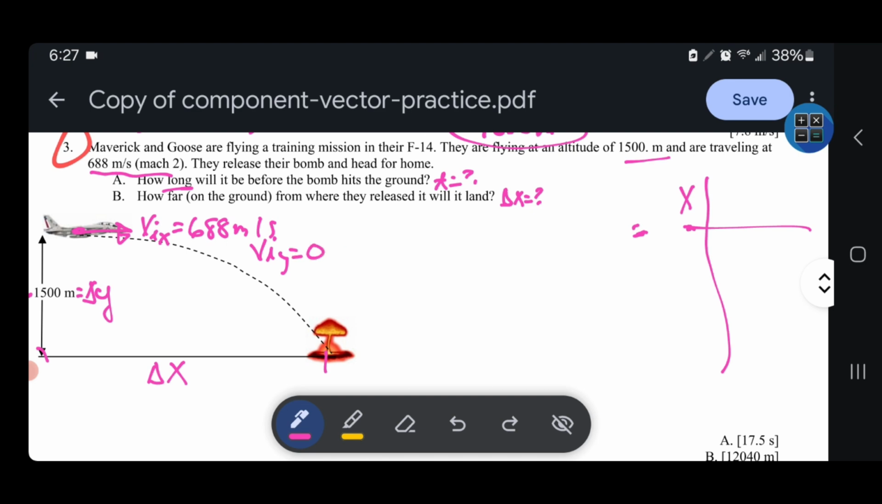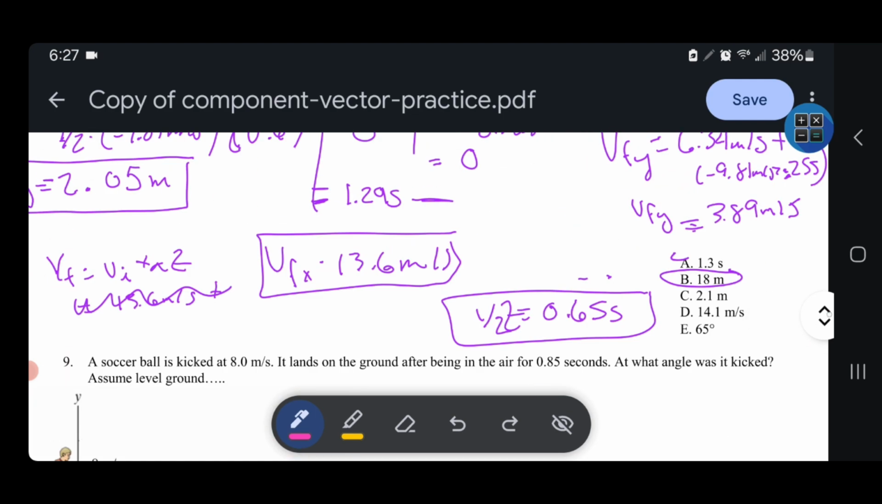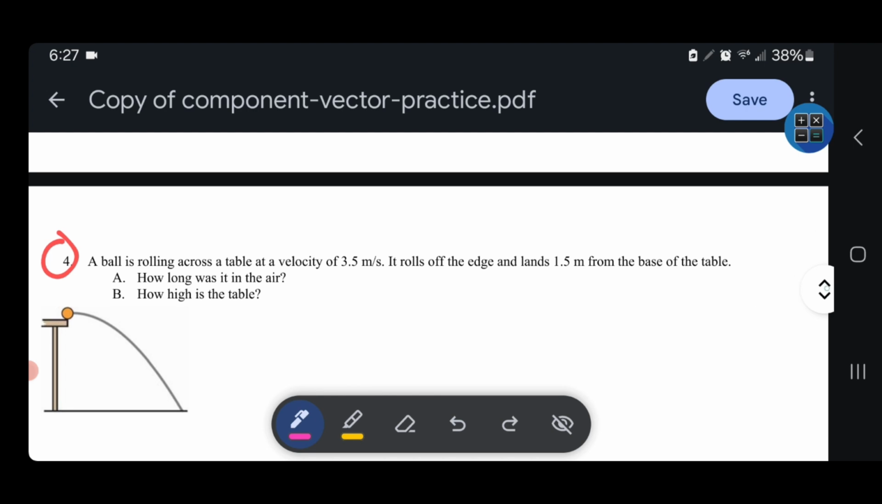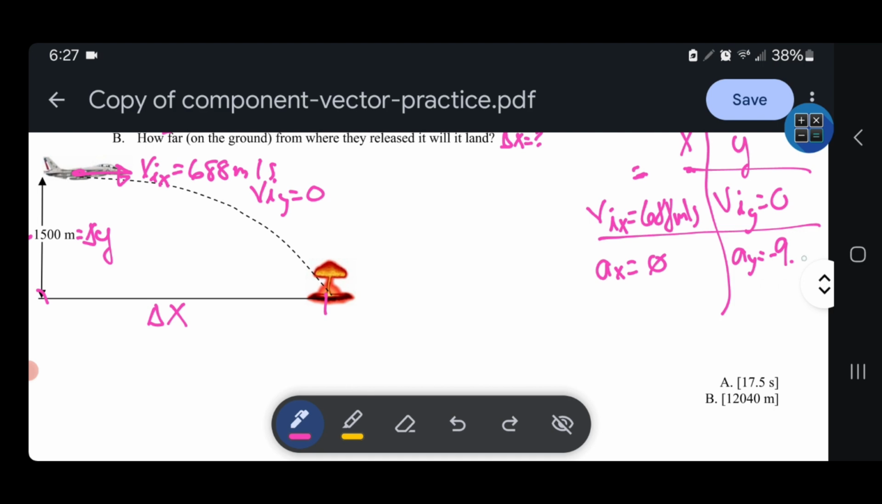Alright guys, I'm going to quickly try to do a voiceover, but I can't really see what you're seeing. So I'm hoping what you're seeing right now is me adding my velocity initial in the x of 688 meters per second, and my velocity initial in the y being 0, because there is no initial velocity if it's all in the x. Acceleration in the x is always going to be 0. Acceleration in the y is always going to be gravity if the object is in free fall, meaning there aren't any other forces but gravity acting on it.